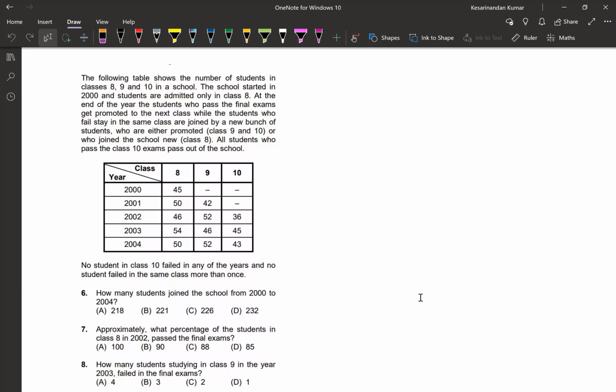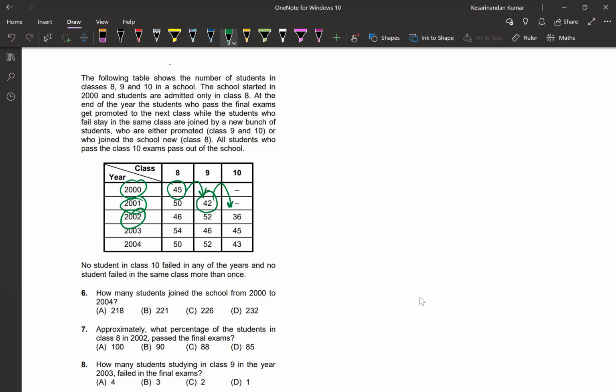Now, whatever students are present in class 8 in the year 2000, will these students go to class 9 in 2001? Okay, I will repeat it. Let us assume you are in class 8 in the year 2000. In 2001, when you give the exams, and no corona occurred, you will go to class 9th. In 2002, this same batch will go to class 10th, promoted.